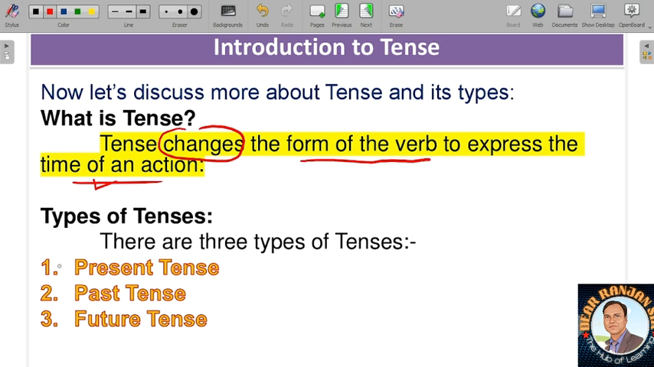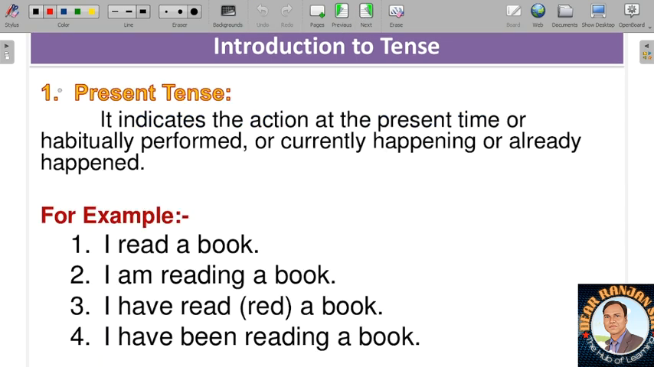There are three types of tense: present tense, past tense and future tense. And when we see one by one, the first one is present tense. It indicates the action at the present time, or habitually performed, or currently happening or already happened.